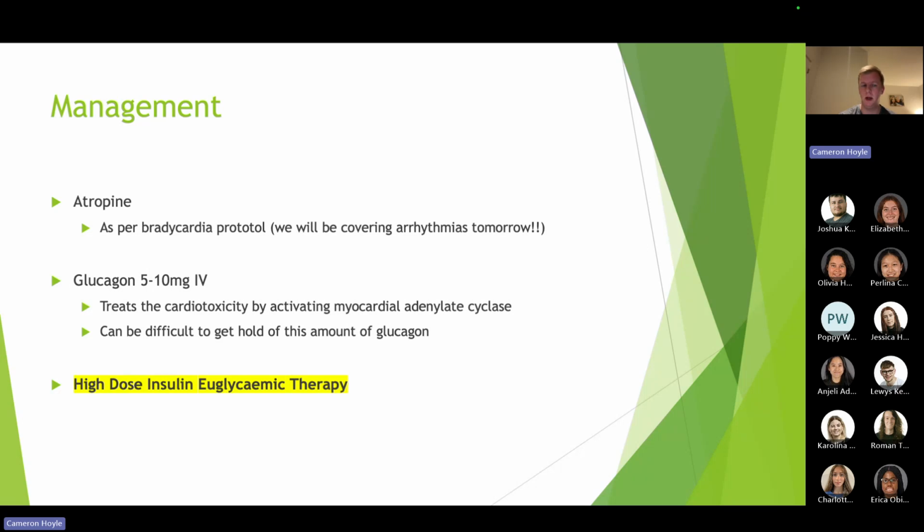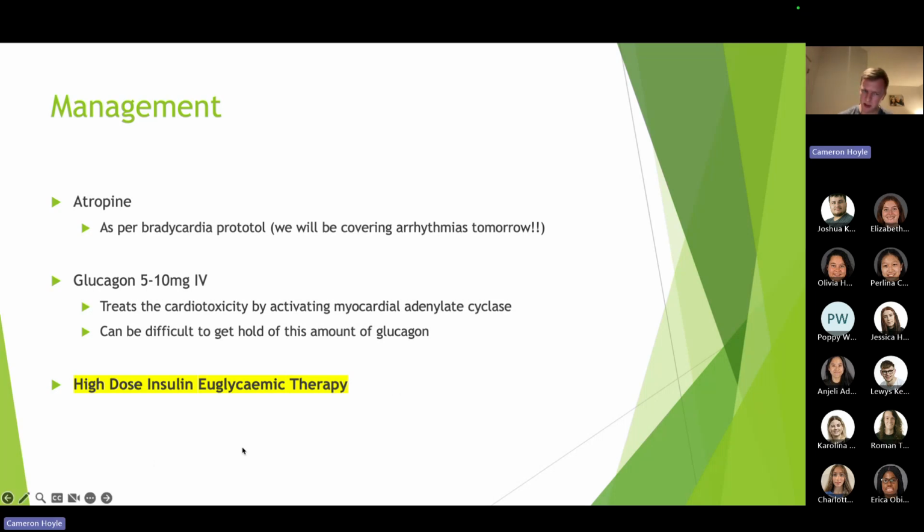So normally glucagon just comes in 1 milligram vials, but here you're going to give 5 to 10 milligrams IV, and that actually treats the cardiac toxicity by activating the myocardial adenylate cyclase. So that will prevent the other arrhythmias, but it can be quite difficult to get hold of.